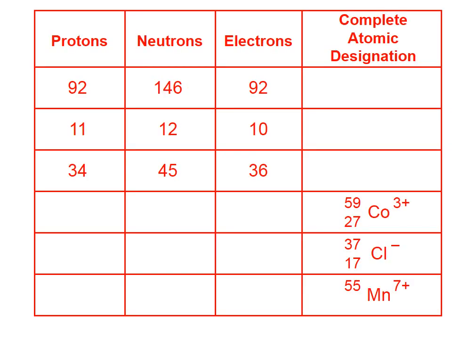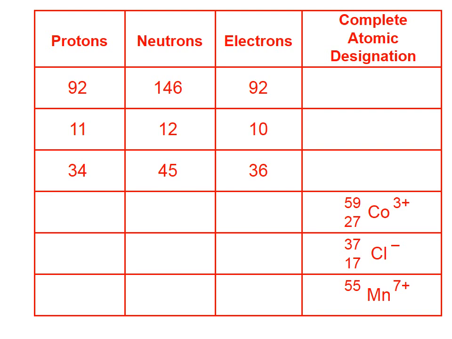If we have a particle that has 92 protons, 146 neutrons, and 92 electrons, we can look on the periodic table and decide that, hey, something with 92 protons is definitely uranium, and it has an atomic number of 92. The mass number will be the sum of the protons plus the neutrons. So we're going to take 92 plus 146, which is 238.